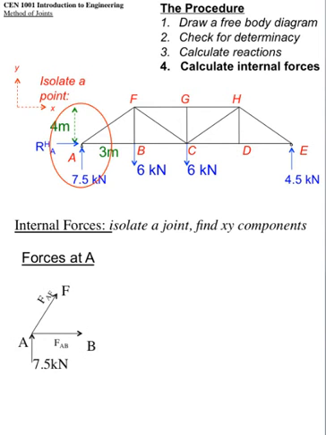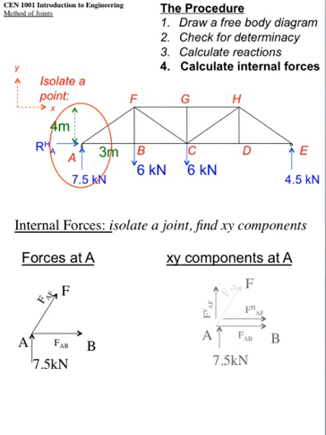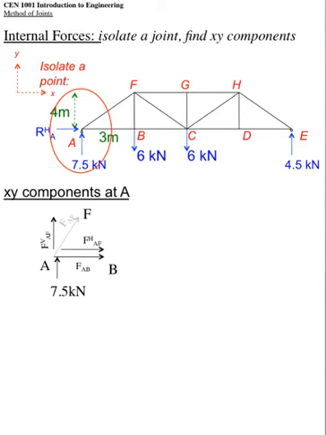So the forces at A, now again, there's something else I didn't mention the last time. It's a good idea to always assume the unknown forces are in tension. So they're pulling away, and I'll show you why in a minute. Okay, so this is the free body diagram of joint A. We have two unknowns and one known force. If we break this force AF into its components, it looks like this. Okay. Now we need to calculate those.